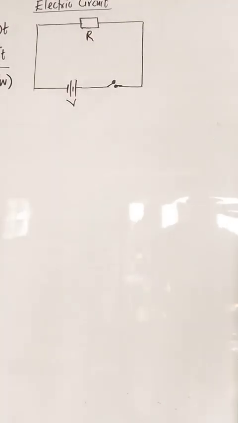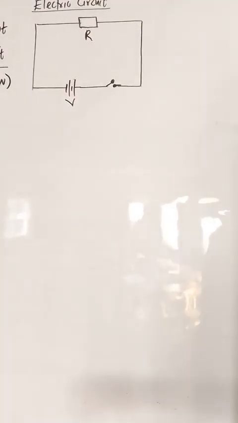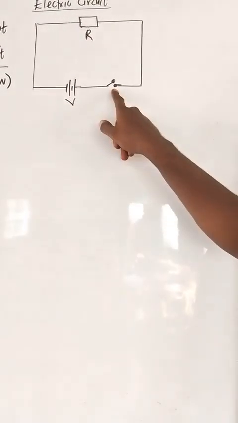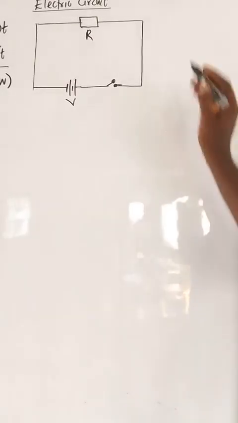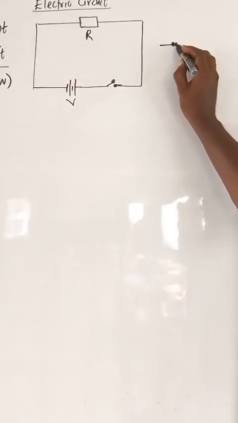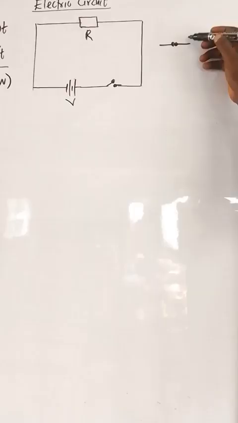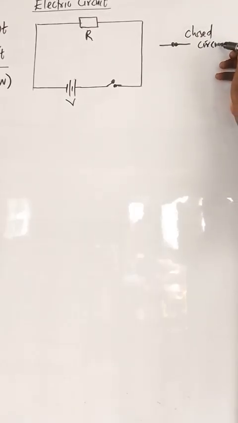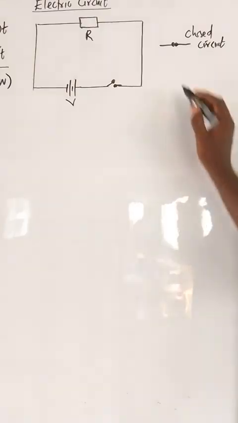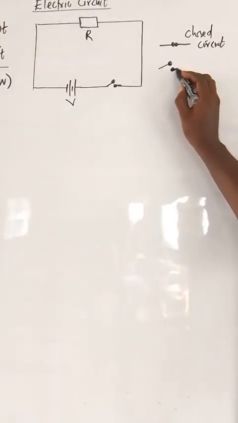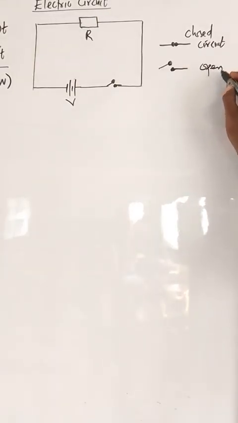This is the simplest way of representing an electric circuit. We have the source of PD, and we have the key to close or open. If this is pressed down, then this is what we call a closed circuit. And in a closed circuit, current will flow. But if the key is like this, it is an open circuit.